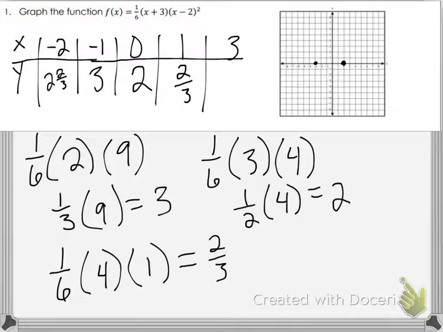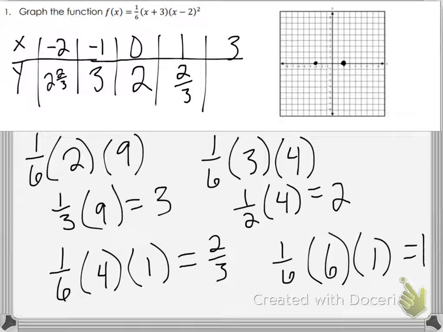And last but not least, plug in 3. What's 3 plus 3? 6. 3 minus 2. 1 squared. 1/6 times 6. 1. 1 times 1. Questions how I got any of my y values?